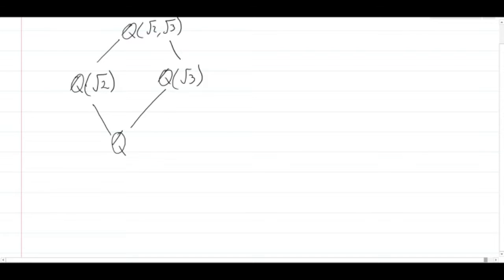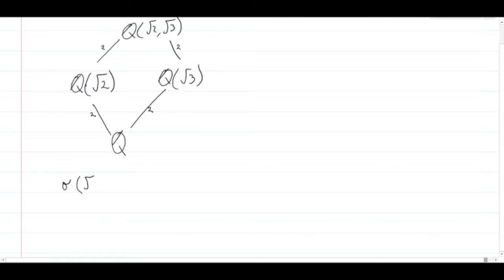So these extensions are all of degree 2 because the minimal polynomials are x squared minus 2 and x squared minus 3. So the total extension has degree 4. Therefore we would expect, if this were a Galois extension, to have a Galois group or an automorphism group with 4 elements. Now we can write down two different automorphisms.